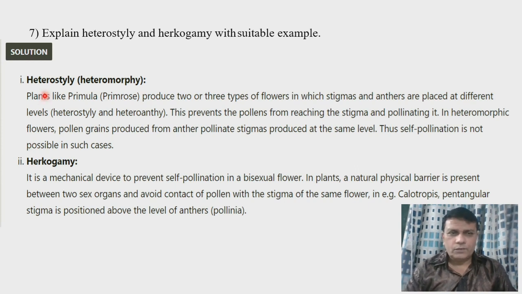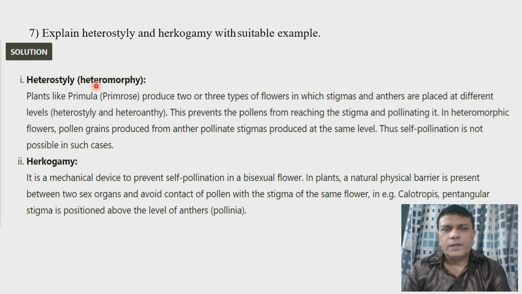Now the first one is heterostyle, or it is also called as heteromorphy. Heteromorphy means some plants, for example, primrose, or it is called as primula, produce 2 or 3 types of flowers in which the stigmas and the anthers are placed at different levels. So this prevents the pollen grains from reaching the stigma and pollinating it. That means self pollination does not occur.